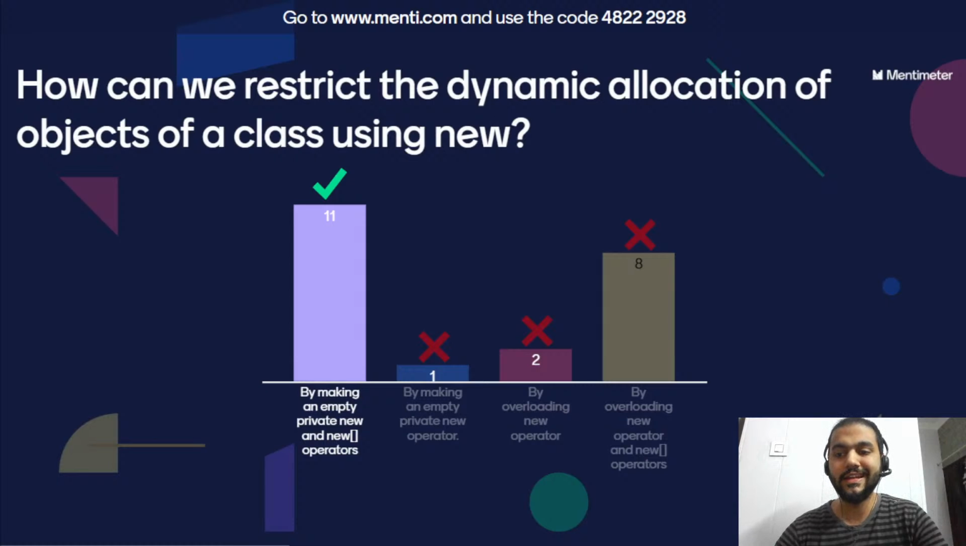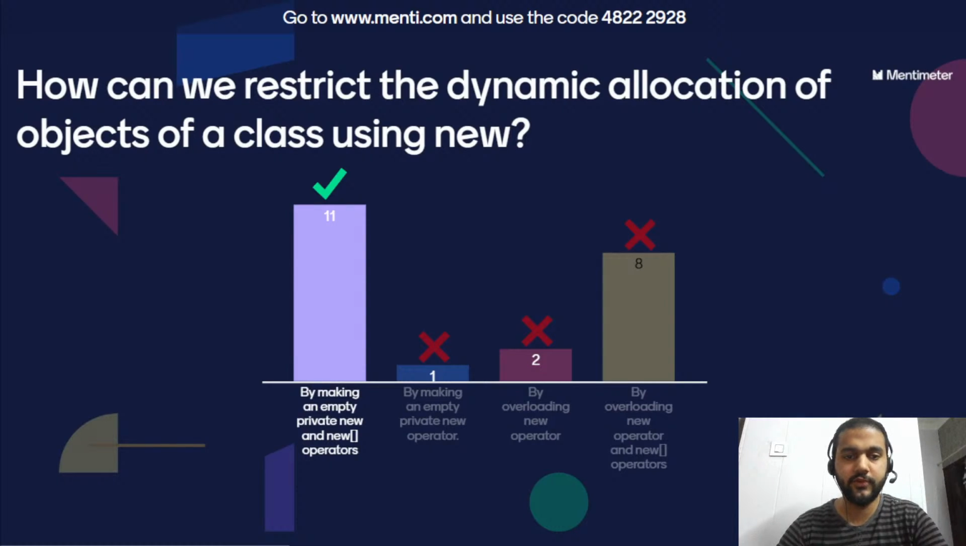The new and delete operators in C++ permit dynamic allocation and deallocation of objects. The heap is a pool of memory that these operators use to allocate memory for objects. The special function operator new is called by the new operator, whereas the special function operator delete is called by the delete operator. So if we declare the empty private new and new[] operator, then the objects cannot be created, or we can say restricted, within the class as well as outside the class.